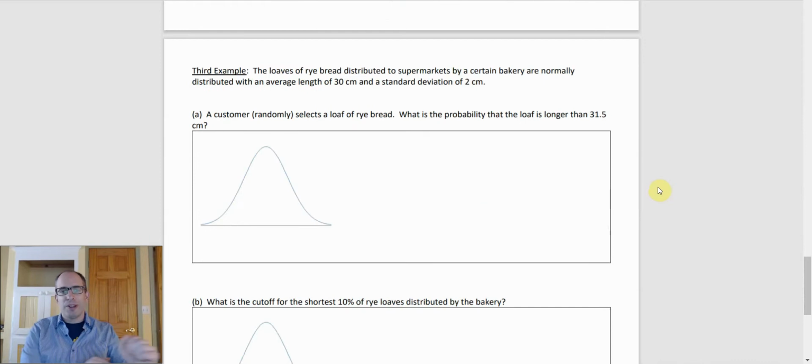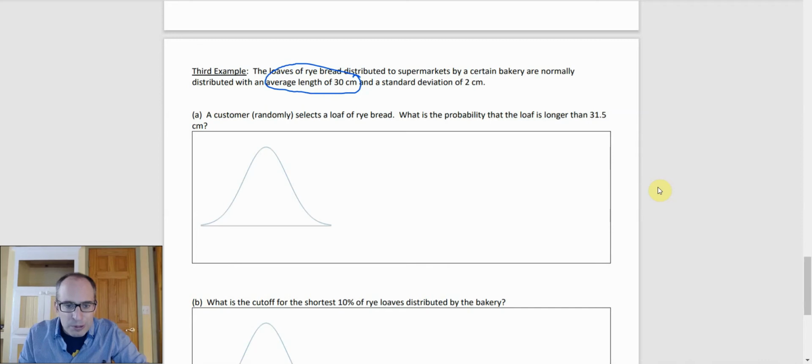So loaves of rye bread distributed to supermarkets by a certain bakery, normally distributed with an average length of 30 centimeters, standard deviation of 2. If we have the average length of 30, then that tells me what I'm going to put right in the middle of this picture. Then a randomly selected customer selects a loaf of rye bread, and what's the probability that that loaf is longer than 31.5 centimeters? Okay, so maybe about here, the 31.5. And longer is going to be to the right in the picture, right? Bigger number if it's longer.